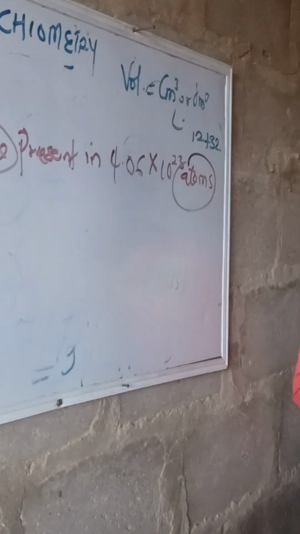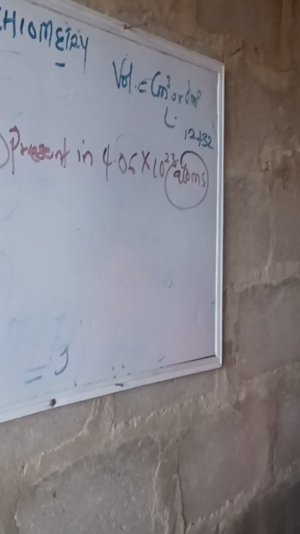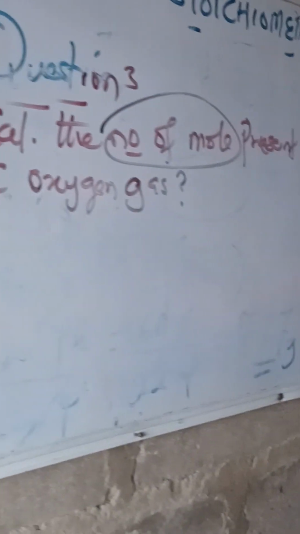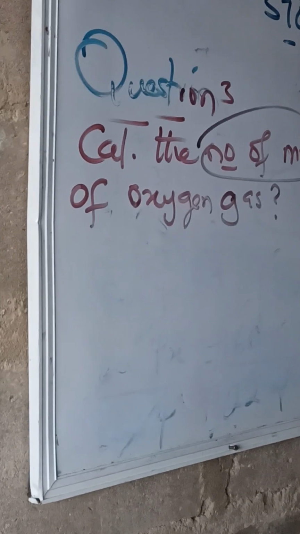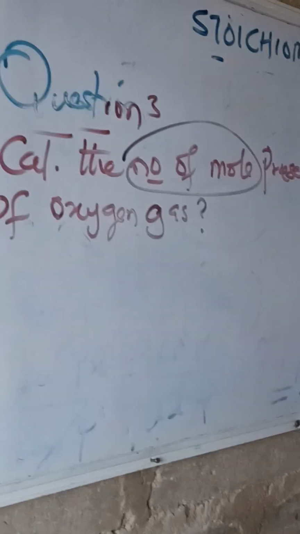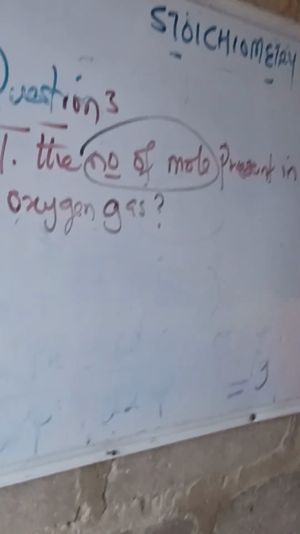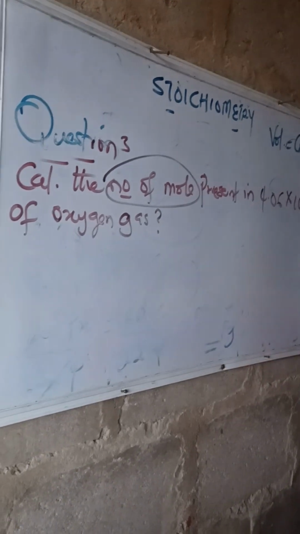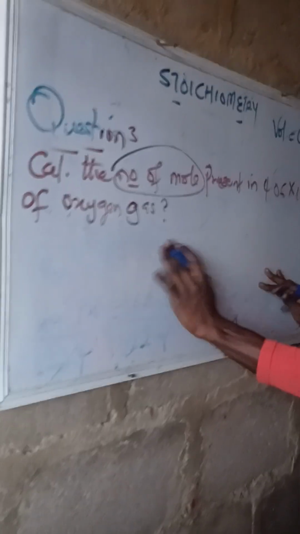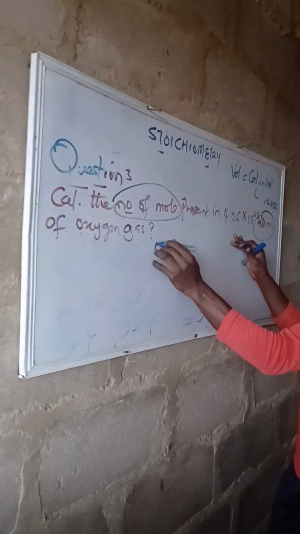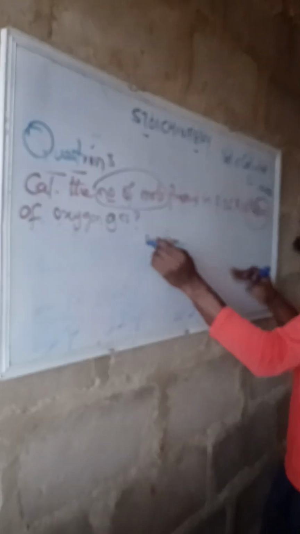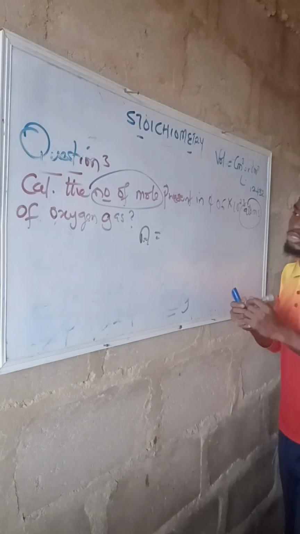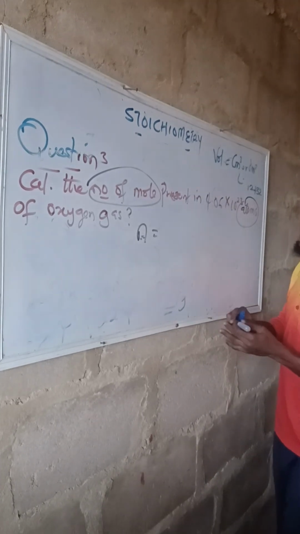Atoms. Wherever you see atoms, what formula comes to your mind? N equals numbers of particles over Avogadro's constant. Very simple. Have it in mind that we have numbers of mole, which is N, equal to numbers of particles over Avogadro's constant. Are we together?